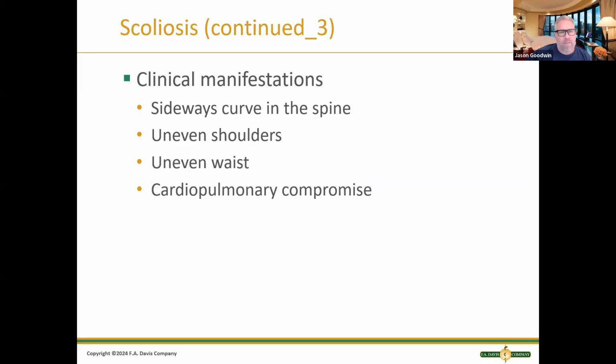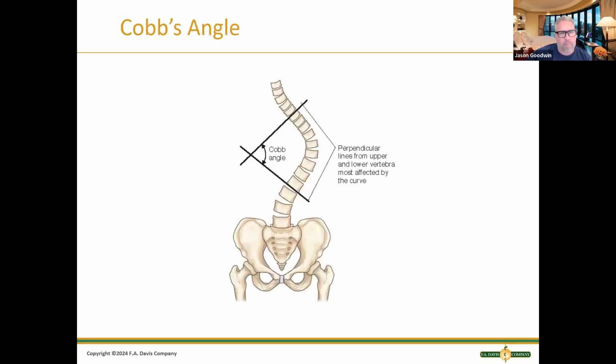Okay, so it causes uneven shoulders. One shoulder blade appears to be more prominent than the other, and an uneven waist. One hip's higher than the other, and potentially severe scoliosis can cause problems with respiratory expansion, things like that. And here you are, you're looking at that.